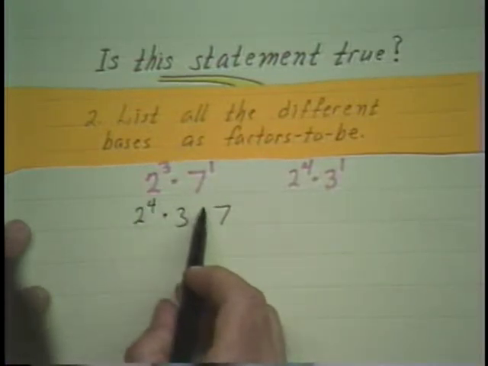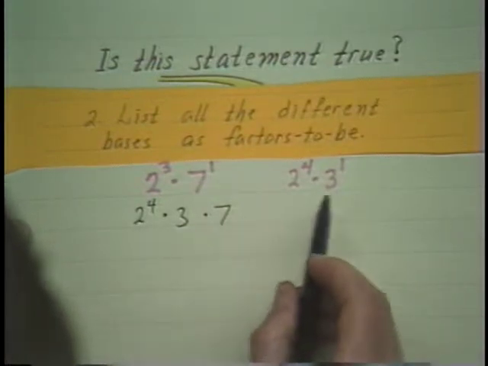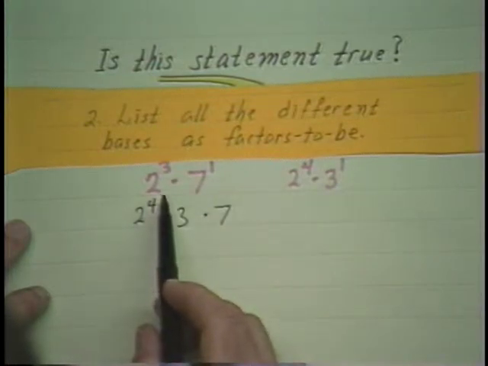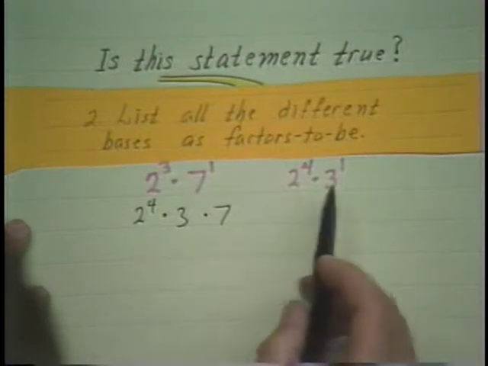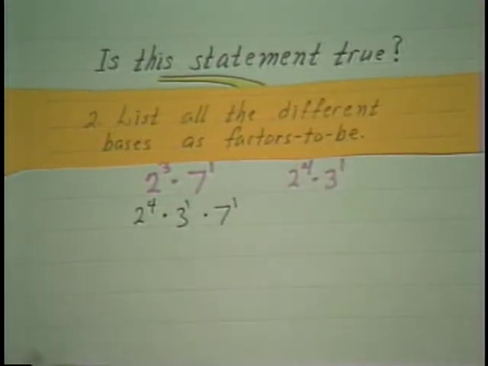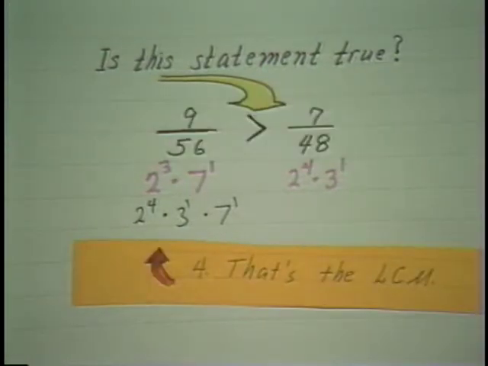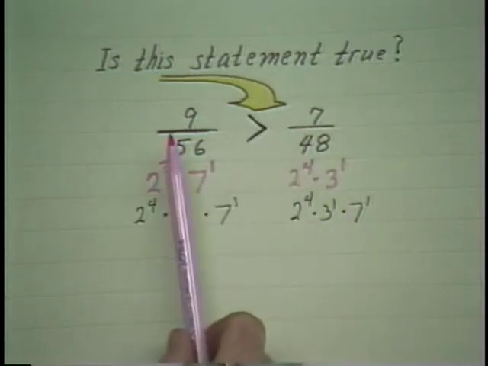And we've already started here. We give to each of these bases the highest power used on any of these factorizations. So the highest power on 2 is 4, the highest power on 3 is 1, and the highest power on 7 is 1. And that number in factored form is the lowest common denominator. So we want both of them to be the same.